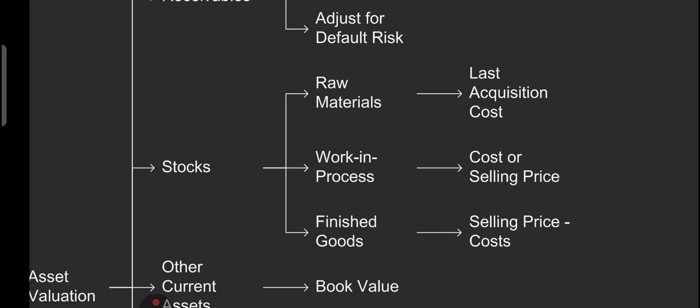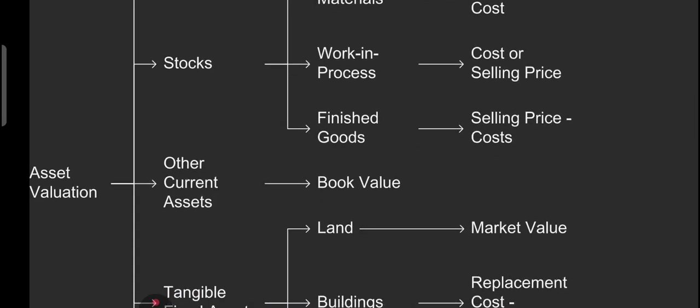Then we have WIP, or work in progress. It is evaluated at either cost or selling price, depending on the reliability of information. And then we have finished goods. They are evaluated at selling price minus the cost to complete and sell them, right? So three kinds of things we have just discussed: raw material valuation is done at the last acquisition cost, work in progress at cost or selling price, and finished goods at selling price minus cost.